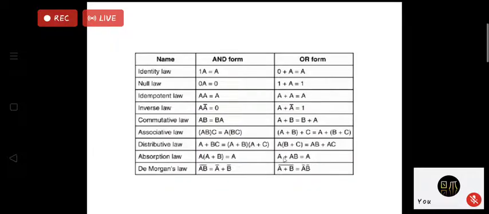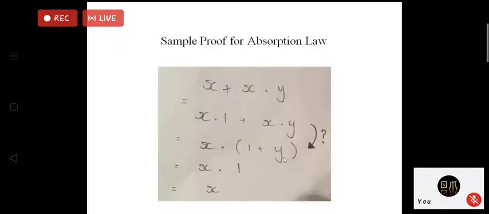So I was trying to prove the absorption law, A into bracket A plus B is equal to A. So the dual of this I have proven. So this sample proof of absorption law is over here. X plus X into Y can be written as X into 1, because you know that multiplying by 1 doesn't change any of the value. So if I take X as common, 1 plus Y, anything plus 1 is 1. We have seen it in Boolean laws. So X into 1 is X.